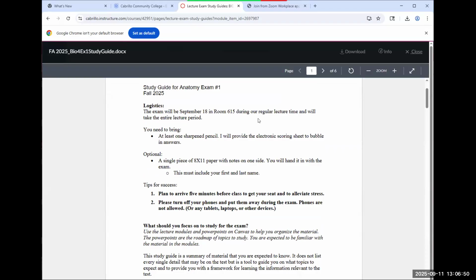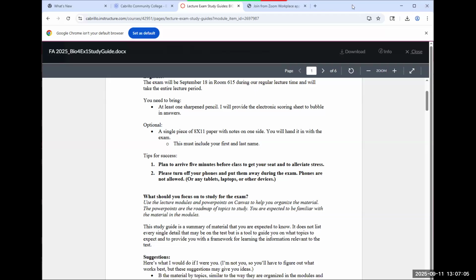So the exam is mostly multiple choice. So I will provide the bubble-in sheets. Okay, so what you need is a pencil. Optional is a regular sheet of paper, 8.5 by 11, with notes on one side. So you're free to provide yourself with a little cheat sheet or whatever you want to call it, exam support. That piece of paper can be handwritten, it can be typed, you can draw on it, you can cut and paste, you can do anything you wish.